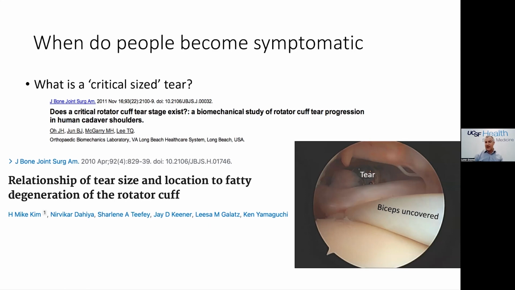and as the tear size progresses, especially from the mid part of the rotator cuff to the front to back, and gets to be greater than 2 centimeters in diameter, those are patients that are going to become more biomechanically compromised. We also know from really nice studies out of WashU that the location is important. If you've uncovered the biceps, your muscle is going to start degenerating, and that rate of progression tends to be a little bit greater.